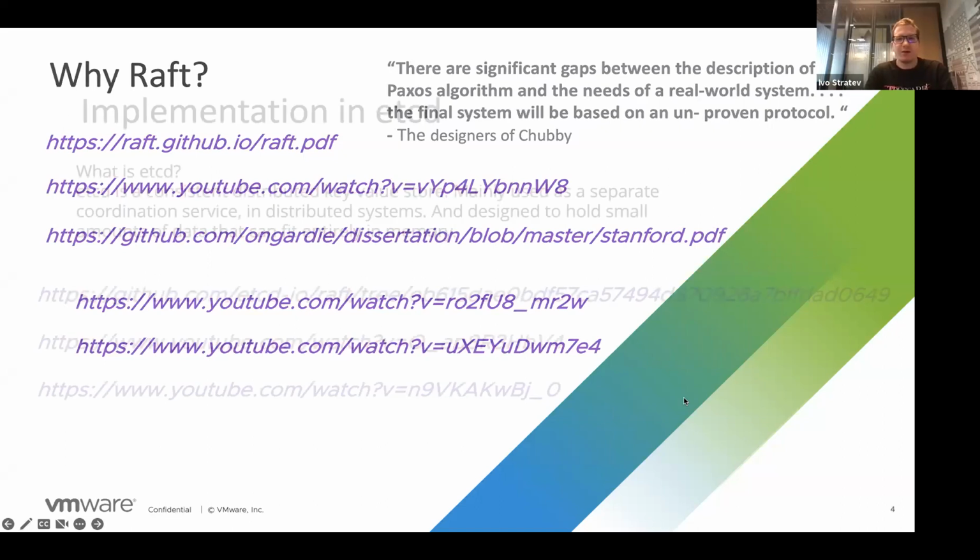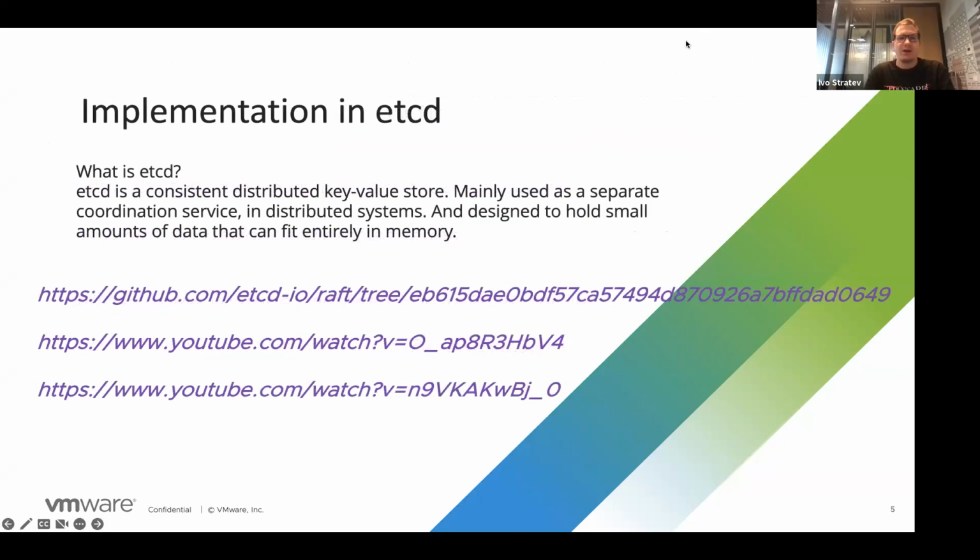Okay, so we said why Raft. Very quickly, how Raft is implemented in etcd. It's actually implemented as a separate Go package. It's in this GitHub repo, the Raft repo in the etcd-io group. And what's etcd? It's a consistent distributed key-value store that's used by a lot of platforms, one of those being Kubernetes, which is very well known.